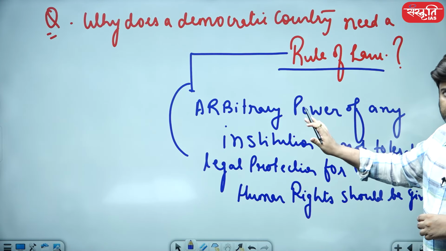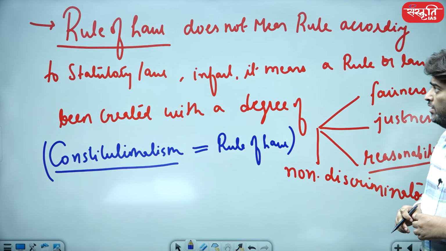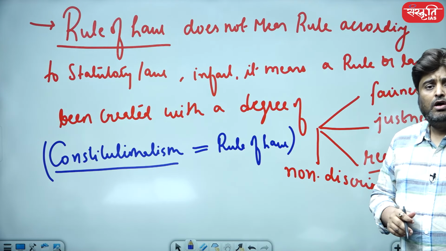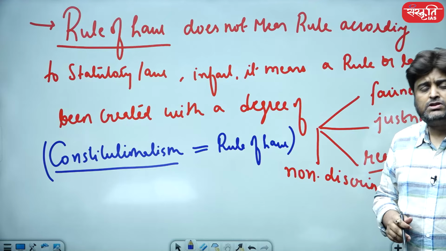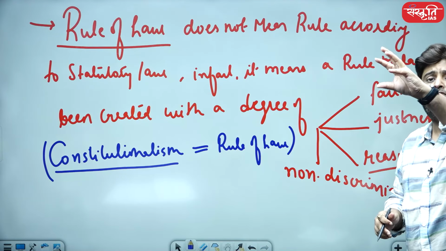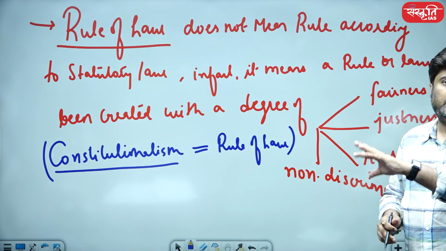To make sure arbitrary power of institution is not going to be there. And of course, this particular terminology which I have shared with you, it is not the creation of law which really matters. It is not the following the purpose of law which really matters. It is actually following that particular objective which will make sure laws are going to be reasonable, just and non-discriminatory in nature.